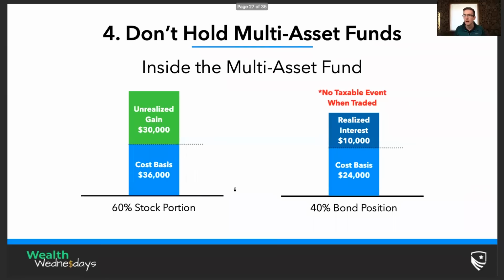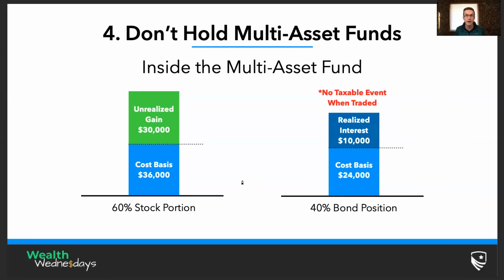Okay. And so again, let's look inside a multi-asset fund. Both of these will be combined together. This would be a $50,000 position, and let's say it's 60% stock, 40% bond. So when we originally invested in this multi-asset fund, $36,000 went to stock and $24,000 went to bond. And the stock has an unrealized gain, let's say, of $30,000. Again, this is all happening inside this multi-asset fund. The bonds, you've been paying taxes on each and every year, so you've realized interest. And so your cost basis is really $34,000 now, because that $10,000 has been taxable each and every year.